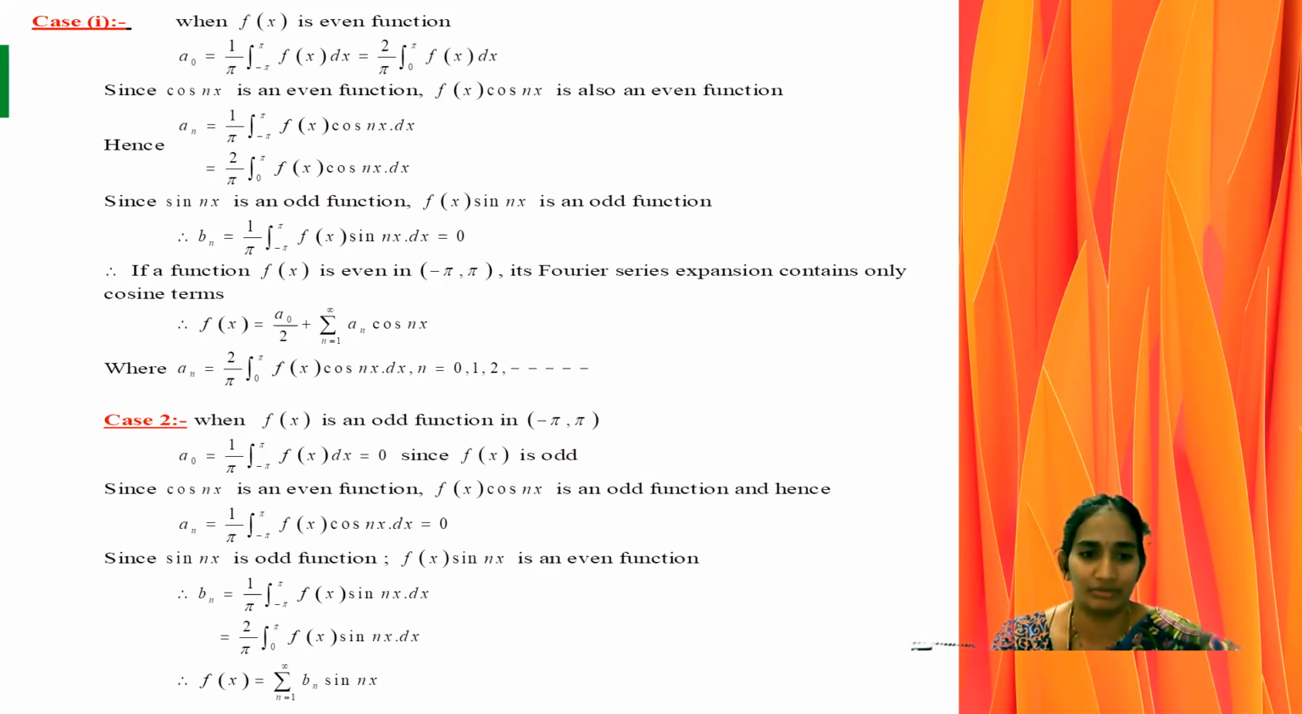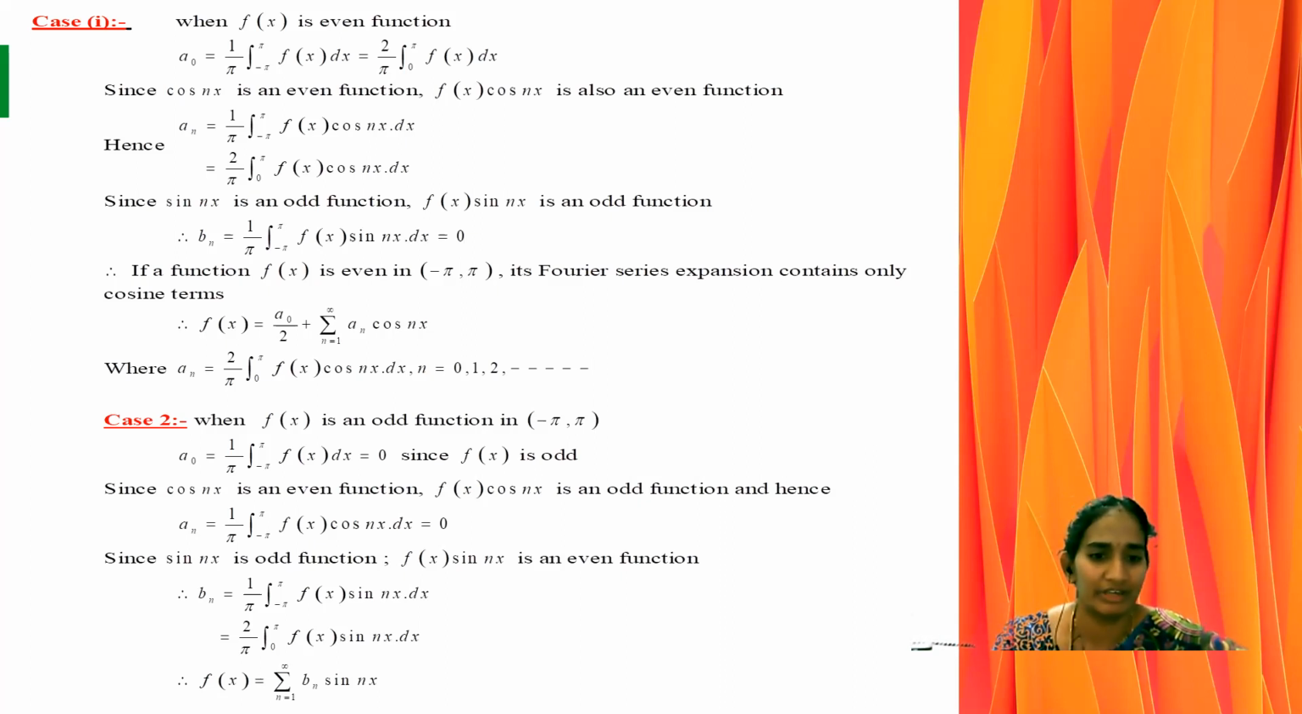Next we go for the bn value. In bn, sin nx is an odd function and we are assuming f of x is odd. The product of two odd functions is an even function. So it is valid. We are writing 2 times the integral 0 to pi of the function dx. So it is valid for bn only.